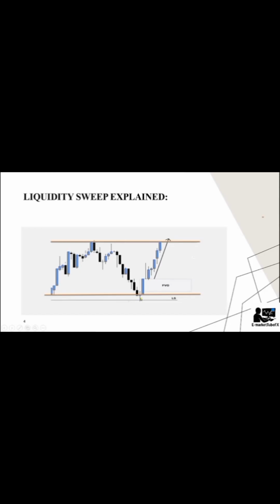So as you can see, after capturing the liquidity at this zone, look at the bullish run happening here. No bearish candle found here. Look at the bullish move which is the focus at this very moment, as you can see on the screen. So this is how these market makers manipulate the market in their favor.